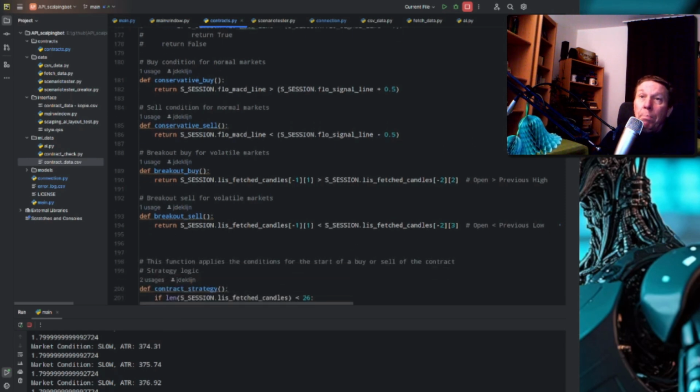Then we have a breakout buy. I called it a quick buy and a quick sell, but ChatGPT called it a breakout buy and a breakout sell. If, as in the fetched candles, the last candle's closing price is larger than the oldest candle's buy price, and the open is higher than the previous high, then we have a buy. And the opposite, of course: if the open price is lower than the previous lowest price, then we have a breakout sell.